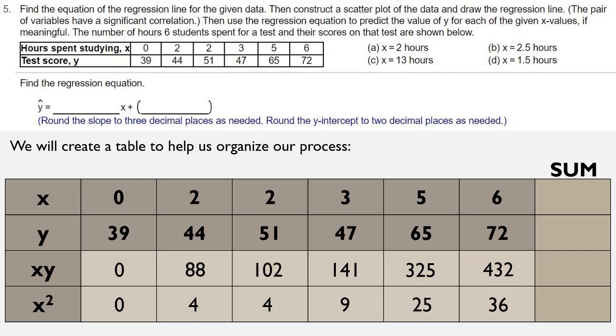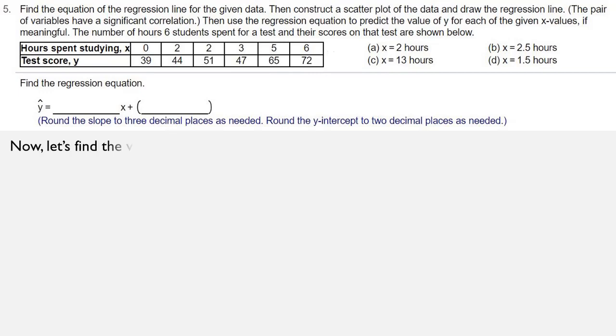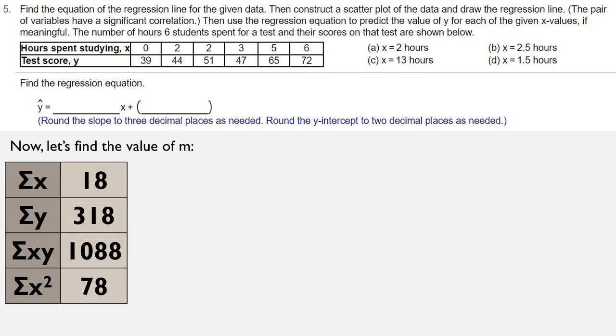So if we add up our 6 x values, they add up to 18. Our 6 y values add up to 318. Our 6 x times y values add up to 1088. And our 6 x squared values add up to 78. So those are the 4 numbers that we need to help us compute the m and b value. We'll keep those values here on the side as a reference.